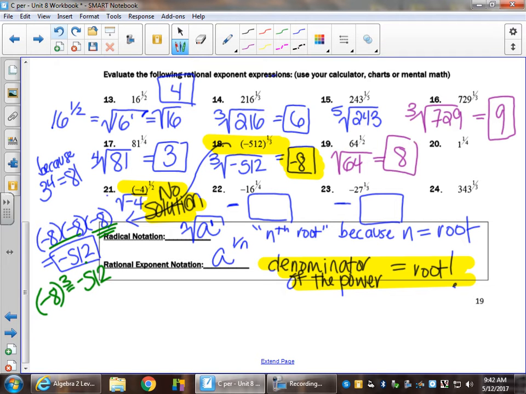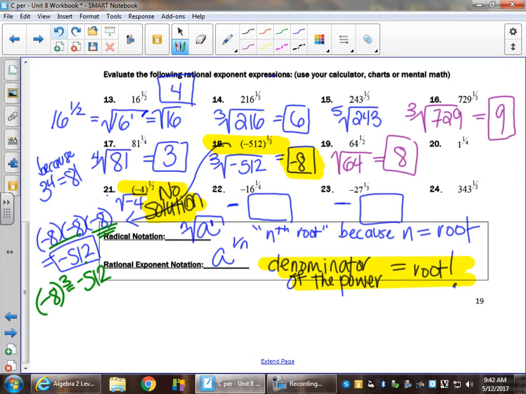From last night, what do you know about this symbol? Yes, there's an invisible little 2. Think back to 9th grade. Whenever you saw this symbol, what did you call it? Square root. What number is associated with the word square? 2. So there's technically an invisible 2 right there. We just never write it.